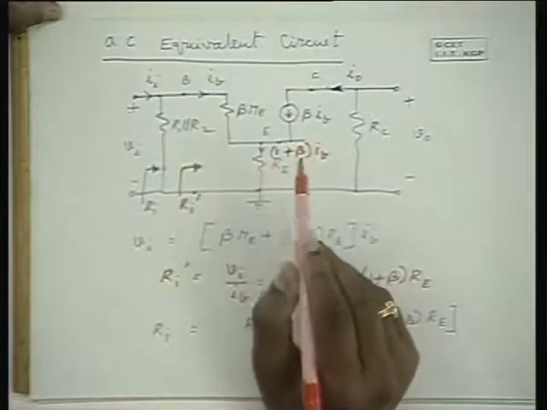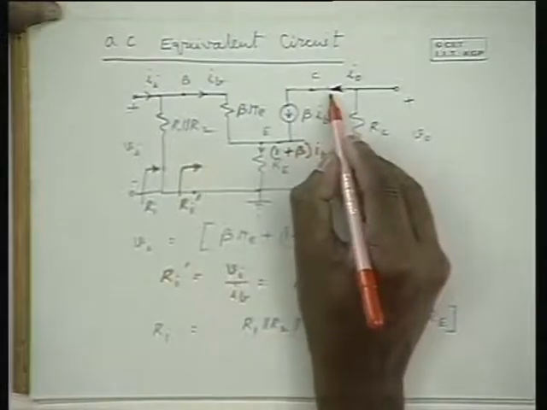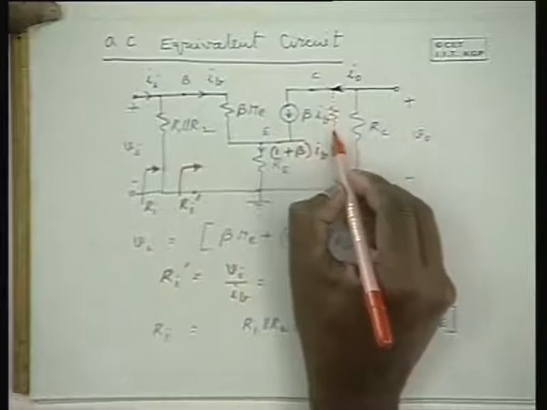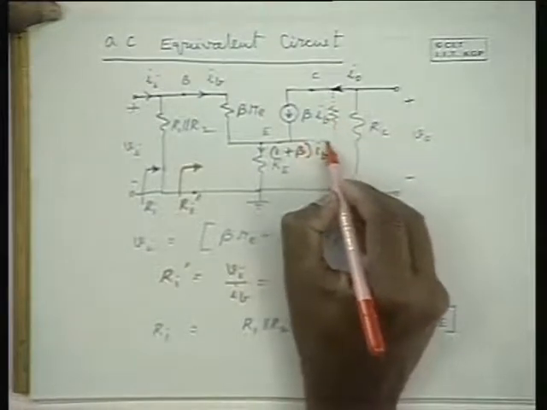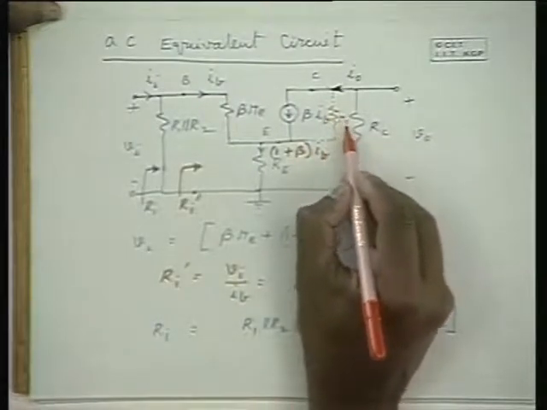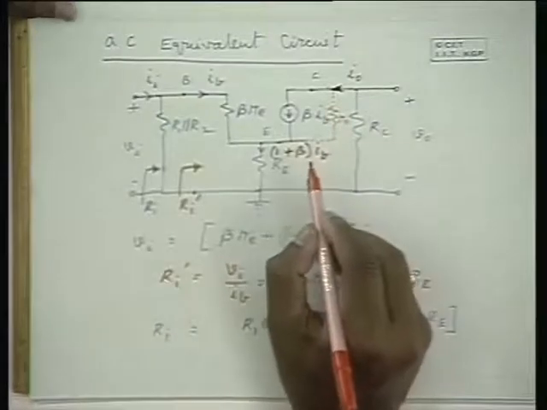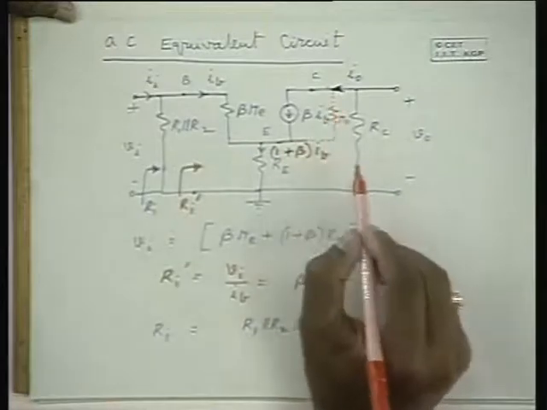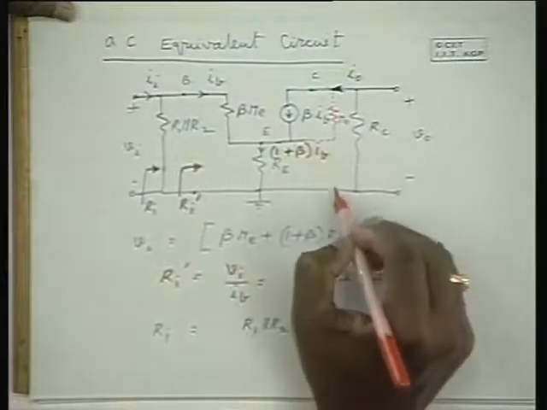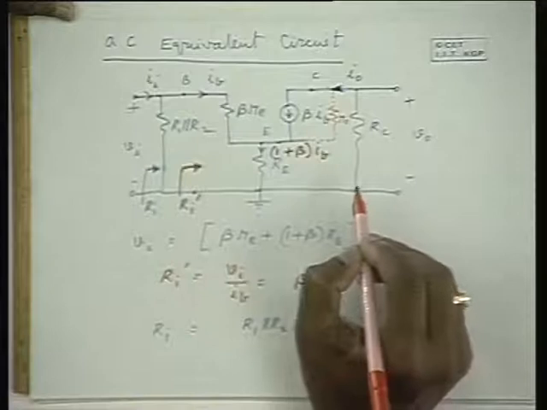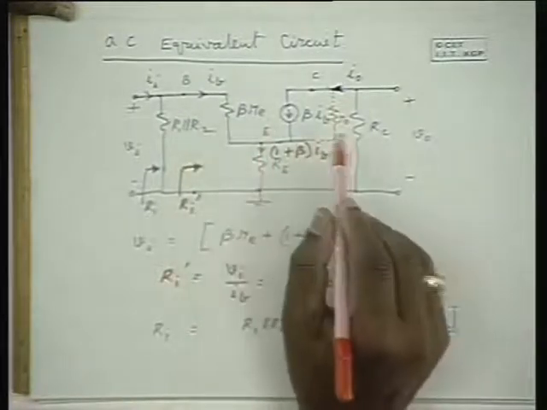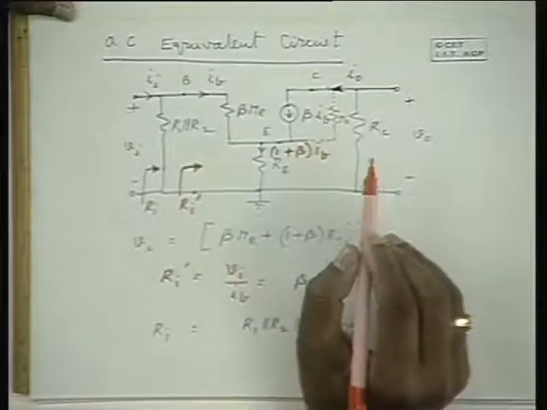Now in case you include R naught, the output impedance of the common emitter circuit, this resistance comes into picture. When R naught comes into picture, the output impedance changes and the expressions for the current gain, voltage gain, etc. also change.